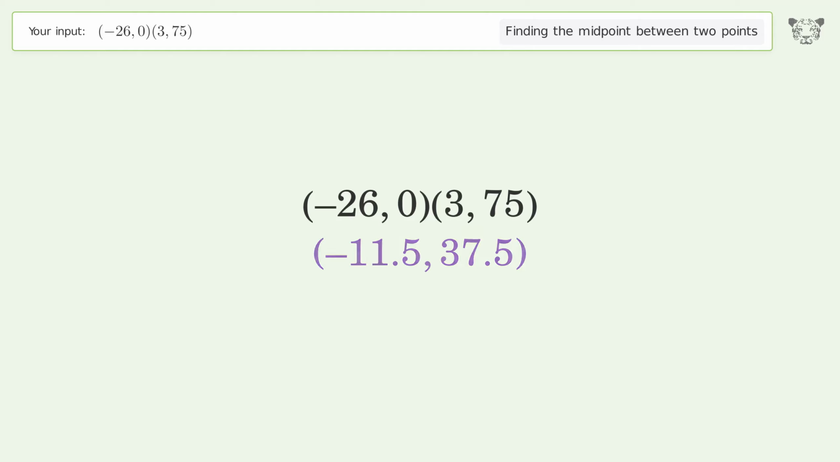The coordinates of point 1 are, x1 equals negative 26, y1 equals 0. The coordinates of point 2 are, x2 equals 3, y2 equals 75. PM represents the midpoint of the 2 points.